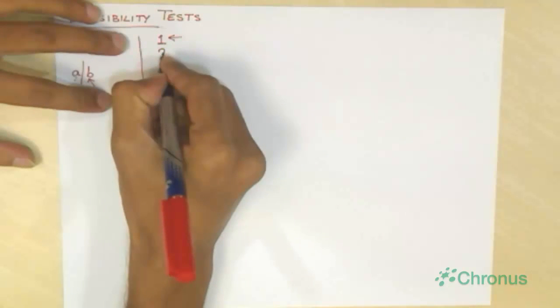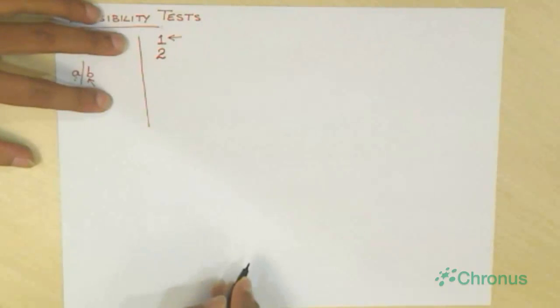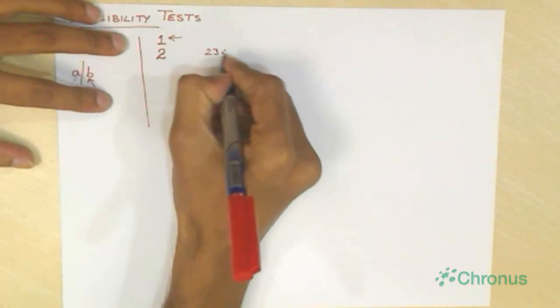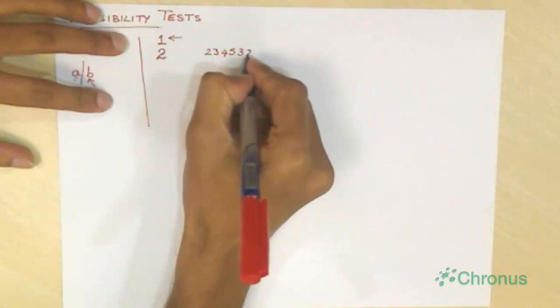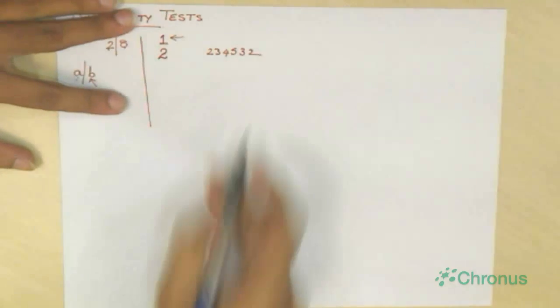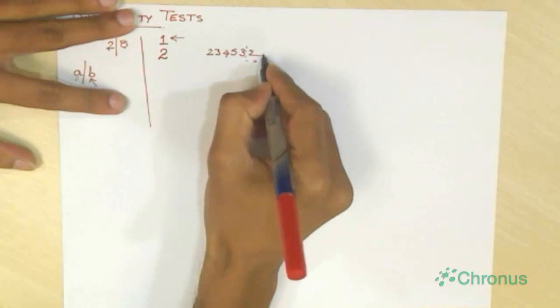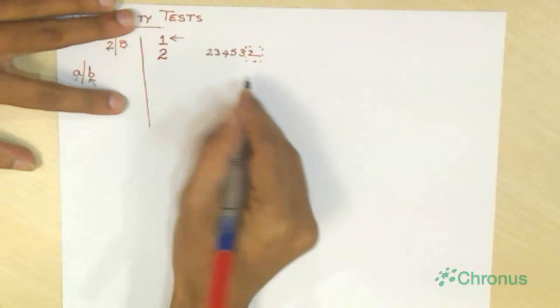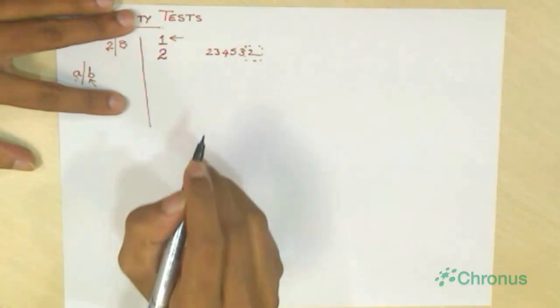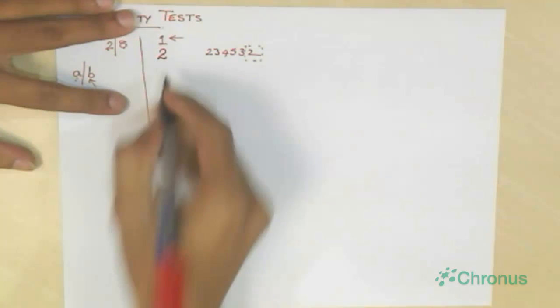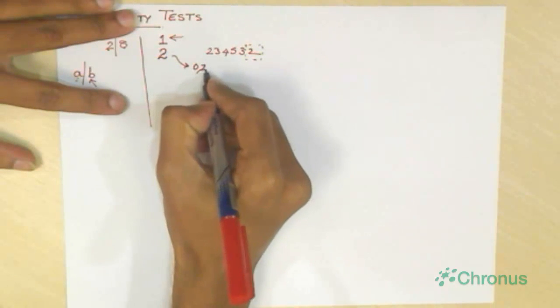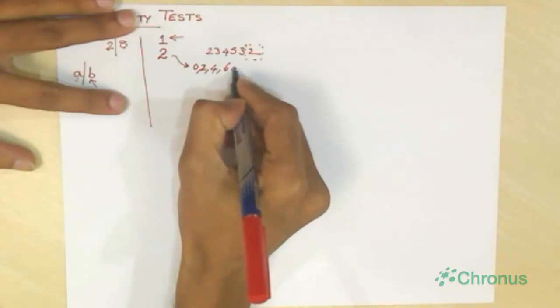And a number is said to be divisible by 2 if the units digit is divisible by 2. So let's say we have the number 2, 3, 4, 5, 3, 2. Just take the last digit, 2. If this is divisible by 2, the number is said to be divisible by 2. So a number is divisible by 2 if the units digit is either 0, 2, 4, 6 or 8.